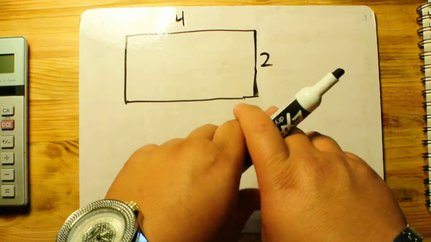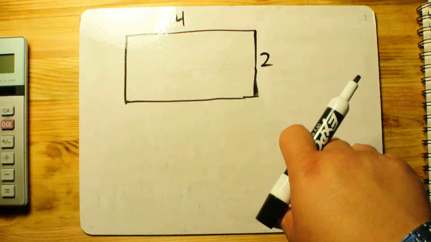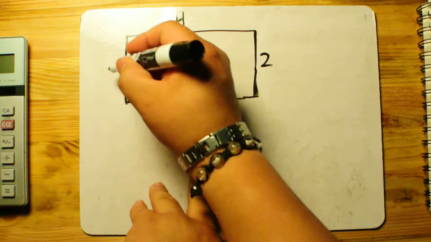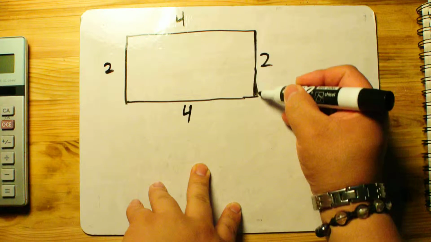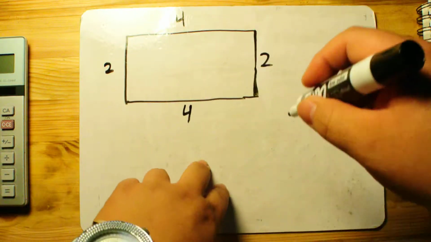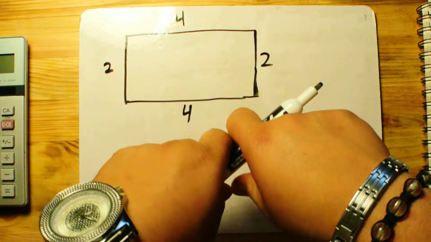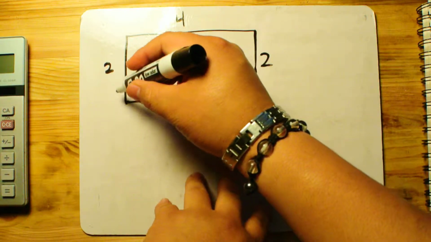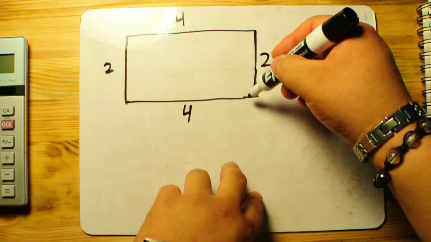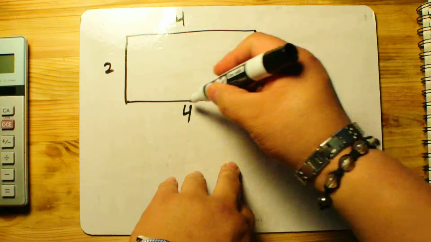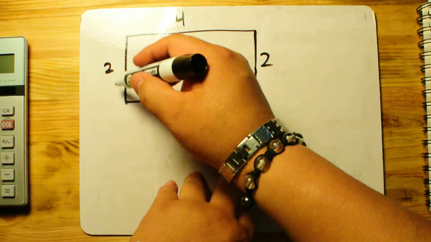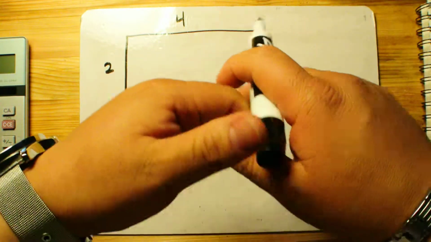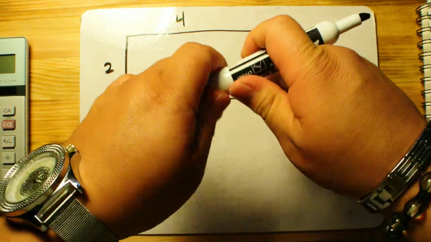Okay, so for perimeter we basically have to look at the boundary, which is whatever is around. Let's imagine this is some kind of field, a soccer field, football field, and you have to walk around it on the border. So you would walk 4 units and then 2 units and 4 again and 2 units. That's what we call a perimeter.